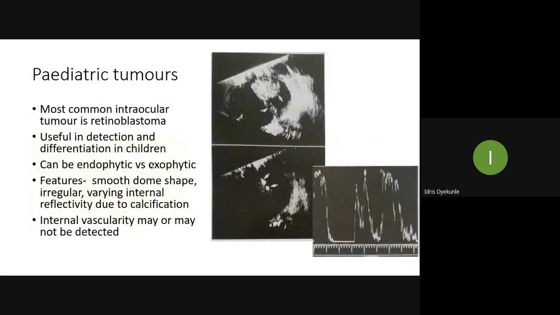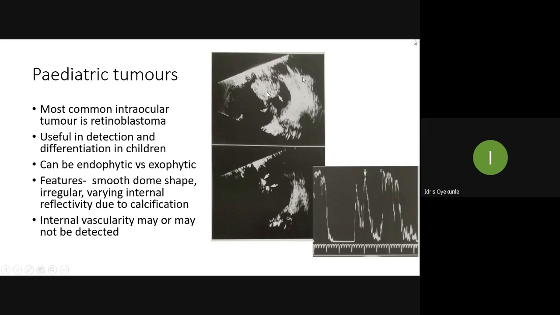It is also important, when talking about intraocular tumors, to talk about pediatric tumors, especially retinoblastoma. This kind of echography is very useful for detection and differentiation of retinoblastoma. We know that it can be endophytic or exophytic, and the features that we see on this scan include a smooth dome shape, maybe even irregular. There may be varying internal reflectivity due to calcification, and internal vascularity may also be detected.